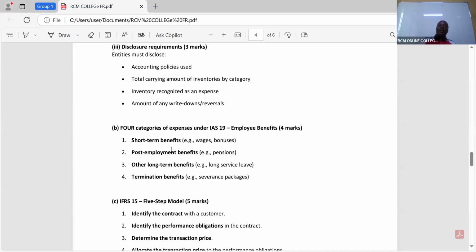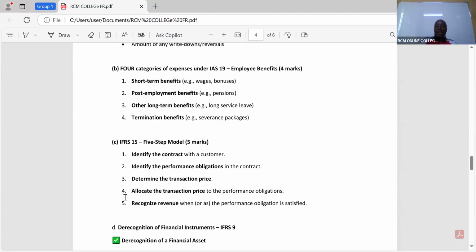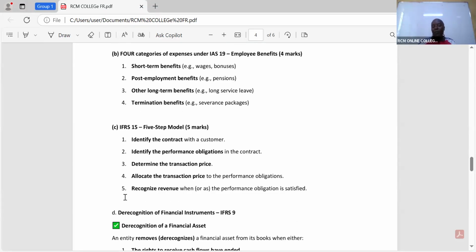What happens? Ladies and gentlemen, this is another question that has really been disturbing students, and yet it is the easiest. IFRS 15, the 5-step model. Remember, IFRS 15 is all about recognition of revenue from contract customers. Contract customers are those customers that you happen to be having a contract with.